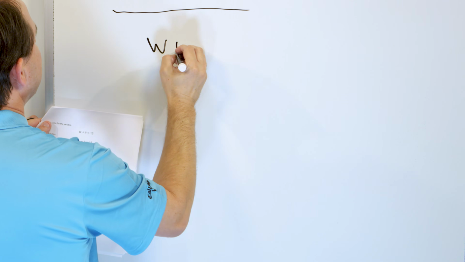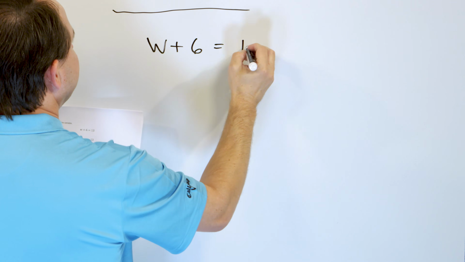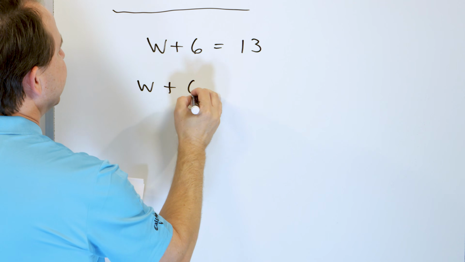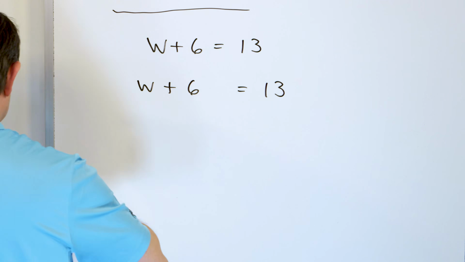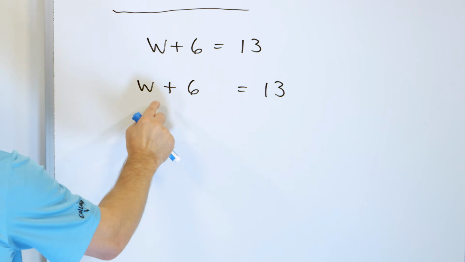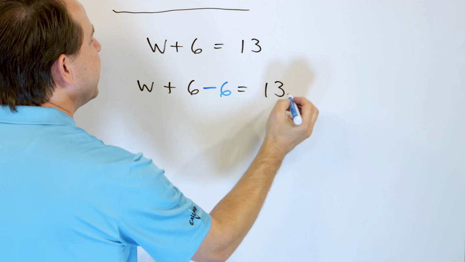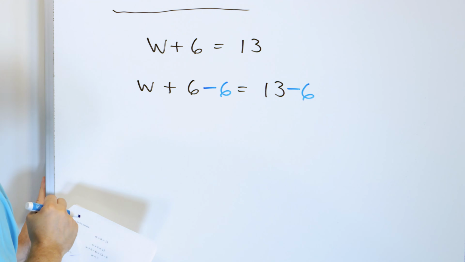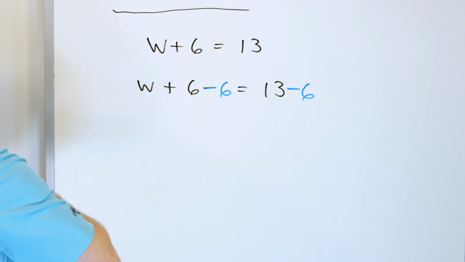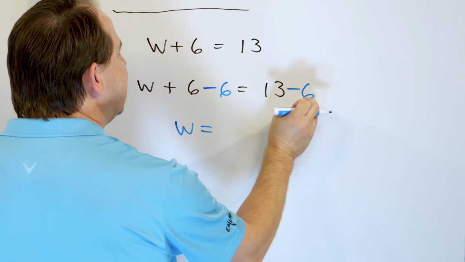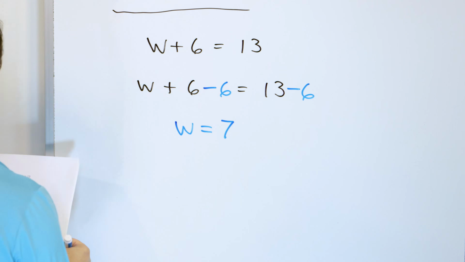What about w plus 6 is equal to 13? So we need to give ourselves some room. We have a plus 6, and we have a 13 on the right. Now, we have been adding 6 on the left, so in order to get rid of it, we do the opposite. Subtract 6 from the left, subtract 6 from the right. 6 minus 6 is 0, so all that is left on the left is just w. And on the right, 13 minus 6 is just 7. So we get an answer of 7.